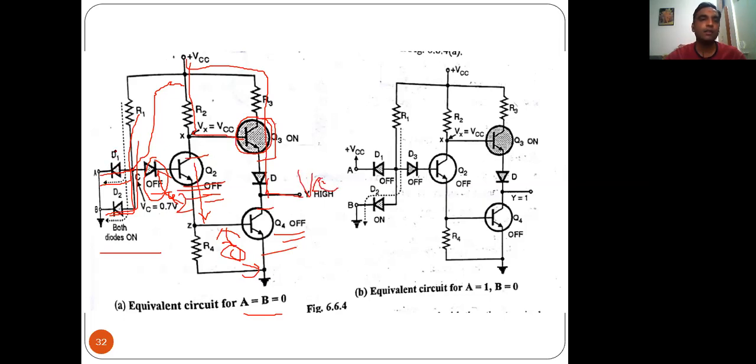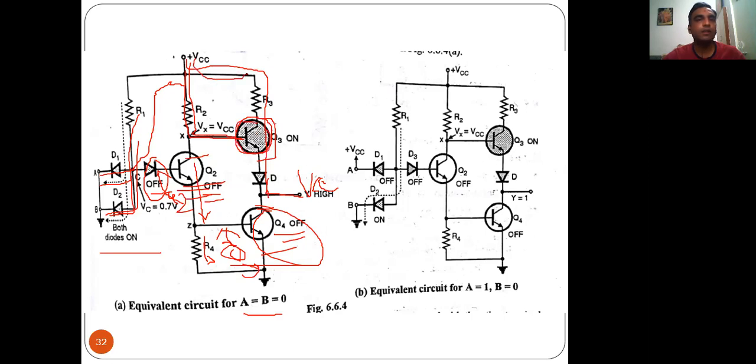So whenever the inputs are 0 0, what will happen? Once again I am explaining. Q2 will be off because this is grounded, so no voltage is applied on Q2. If Q2 is off, there is no current flowing through this R4, or there is no voltage drop. So again 0 is applied, so Q4 will be off. But there is VCC applied on this base, so Q3 will be on.